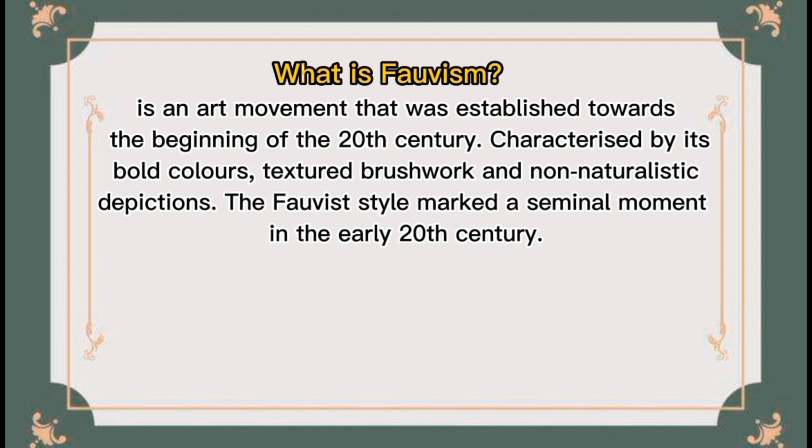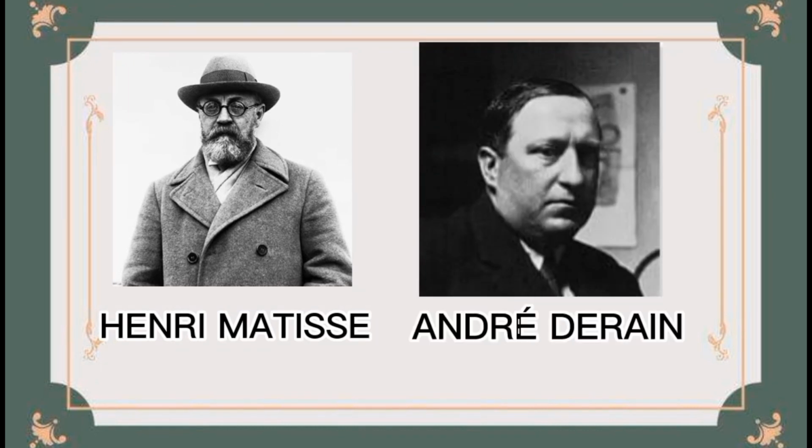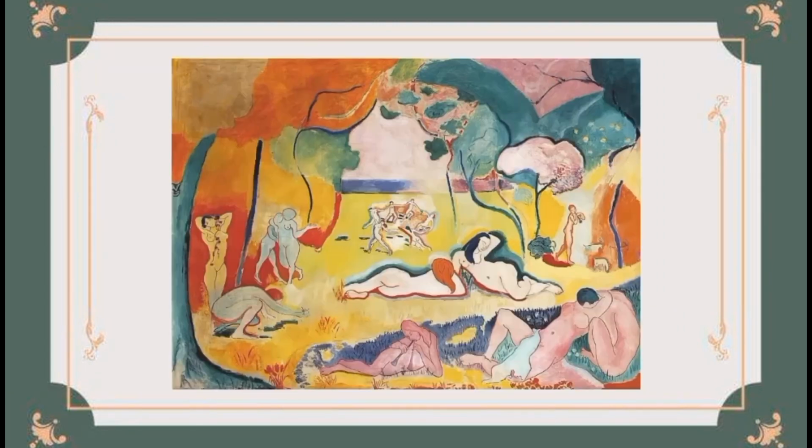Fauvism is an art movement and style that was established towards the beginning of the 20th century, pioneered by the likes of Henri Matisse and André Derain. In its early years, Fauvism was predominantly affiliated with French artists. Fauvist art is characterized by its bold colors, textured brushwork, and non-naturalistic depictions.